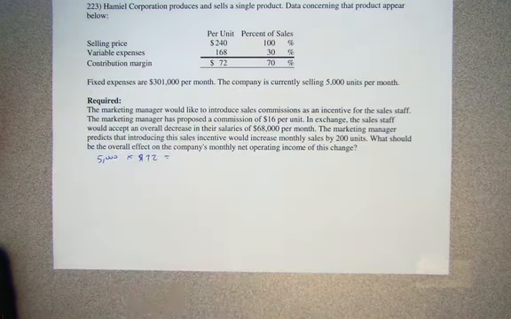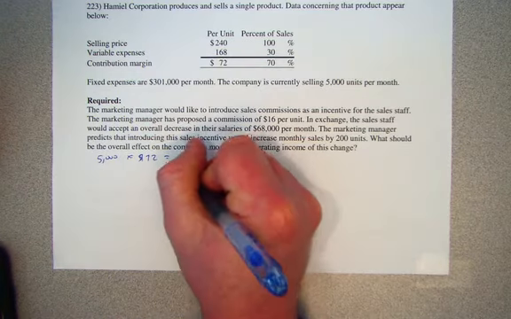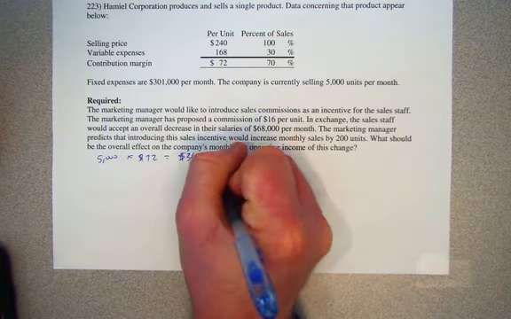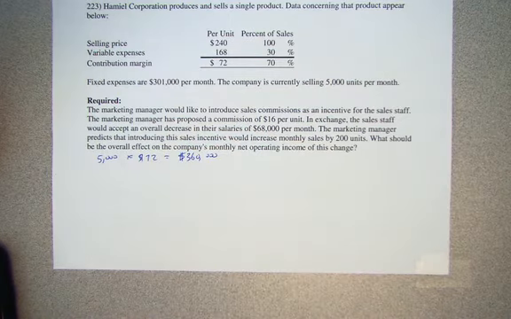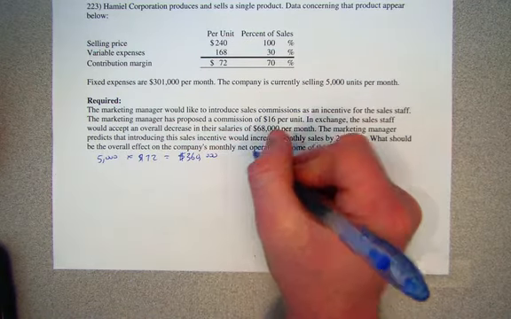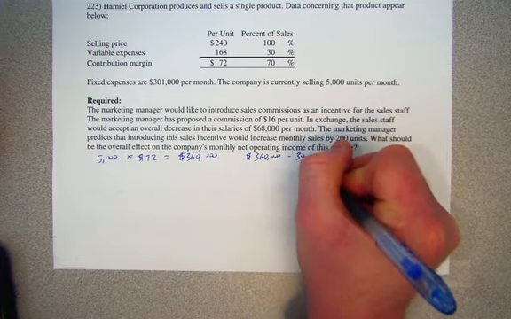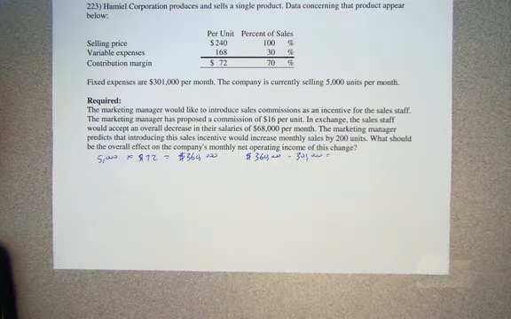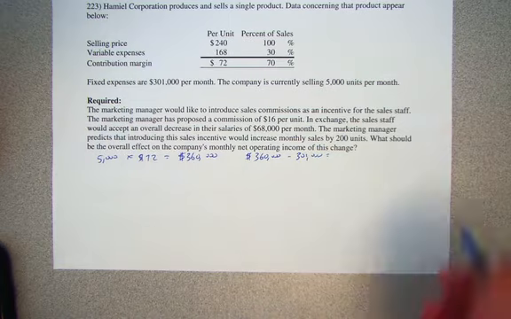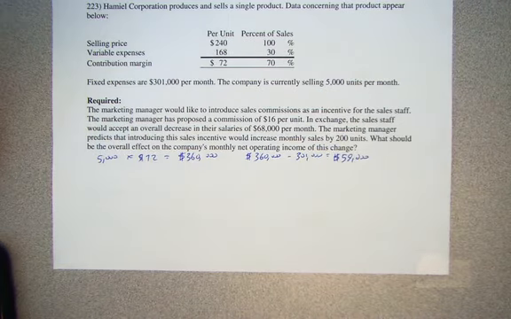If you take 5,000 units times a contribution margin of $72 per unit, that means that they're generating right now a total contribution margin of $360,000. If the fixed expenses are currently $301,000, you can subtract those fixed expenses from the contribution margin, and you can figure out that right now their operating income is roughly $59,000 per month.